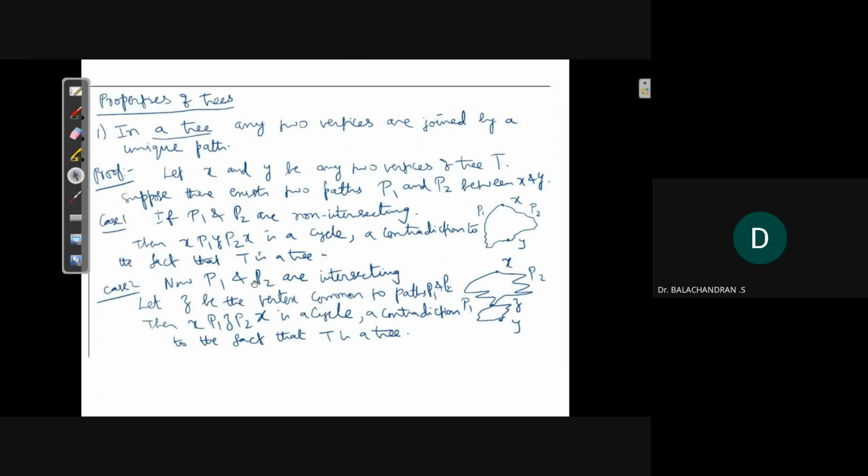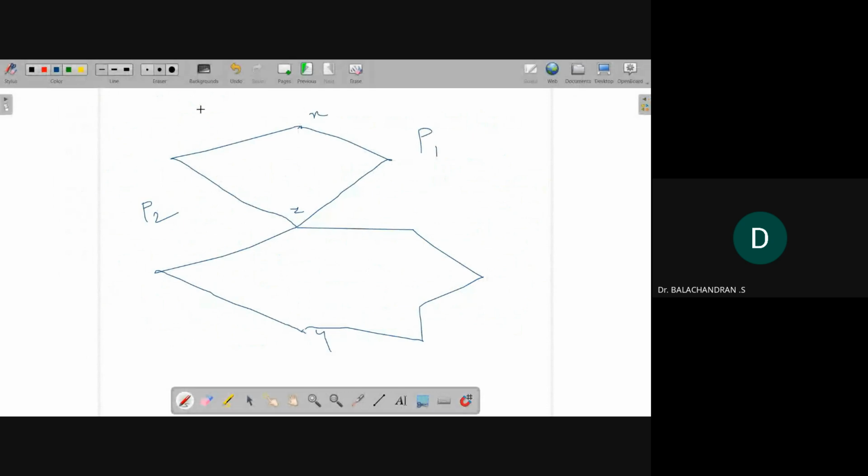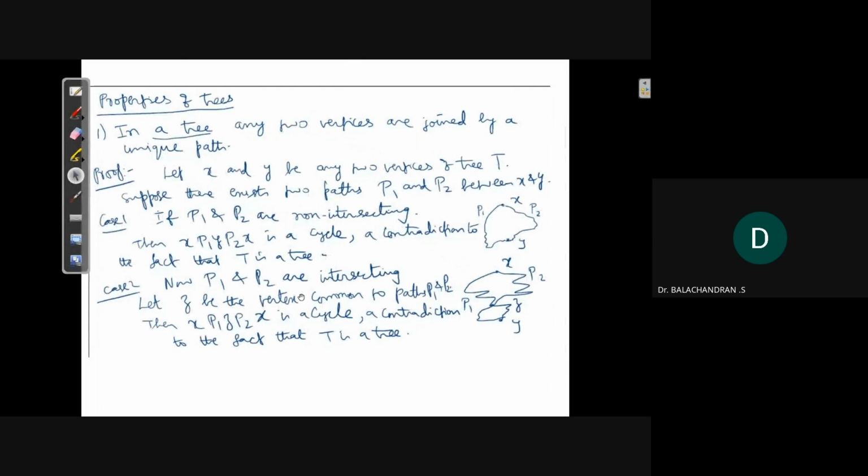Now P1 and P2 are intersecting. Let Z be the vertex common to the paths P1 and P2. Then X P1 Z, and then Z P2 X, is a cycle. So again we get a contradiction to the fact that T is a tree. Hence, in a tree, any two vertices are joined by a unique path. So this is property number 1.